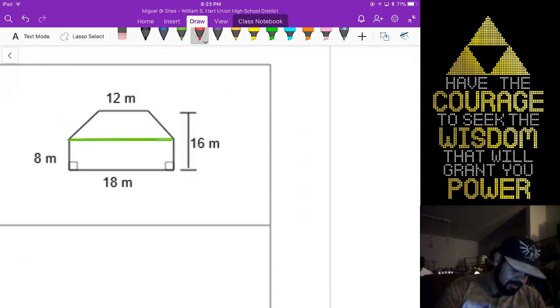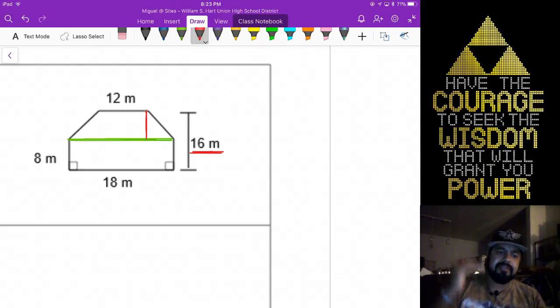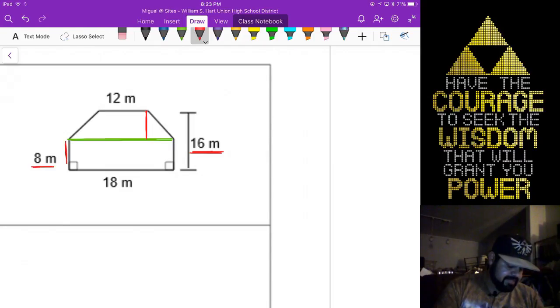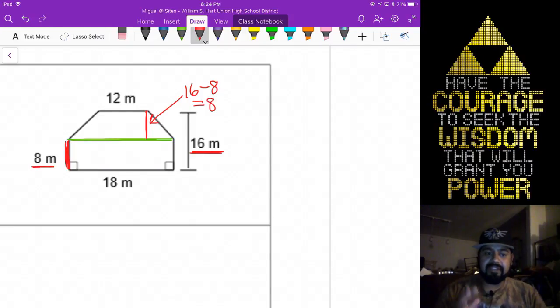So I'm going to draw a little line here that is going to represent my height. Well, if you remember that the total height is 16 over here, that's the height from the very top of the figure to the very bottom. This side represents the height of this side here. So what I'm going to do is I'm going to do 16 minus 8, and that's going to equal 8. So for my trapezoid, the height is 8.